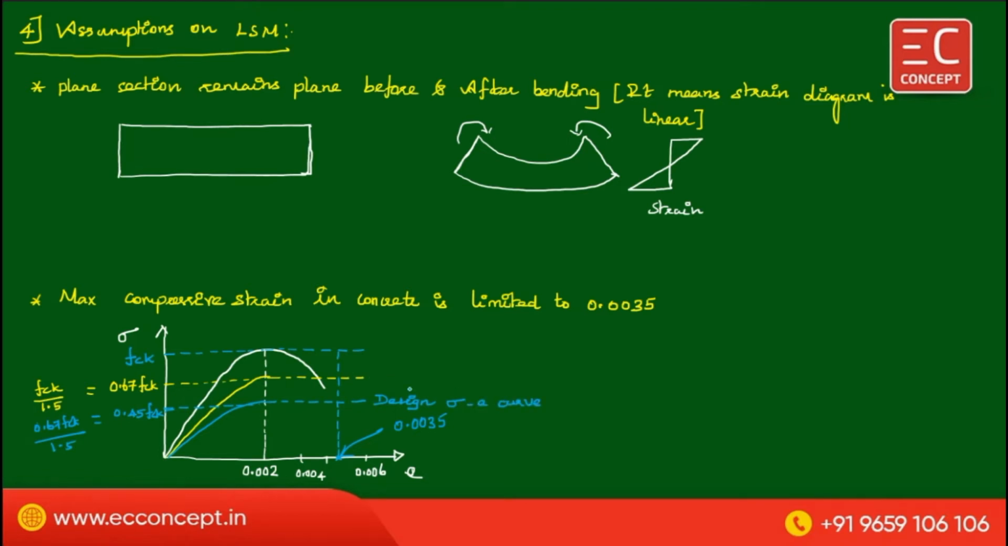Okay, and this is the characteristic curve after reducing, after considering shape and size effect. And the first one is the idealized stress versus strain curve. This is the idealized curve, but the white one is the actual stress versus strain curve. So these are the important points.